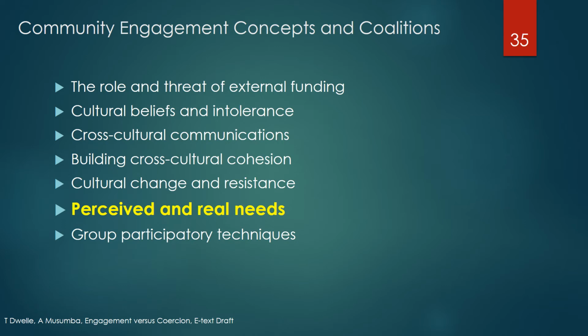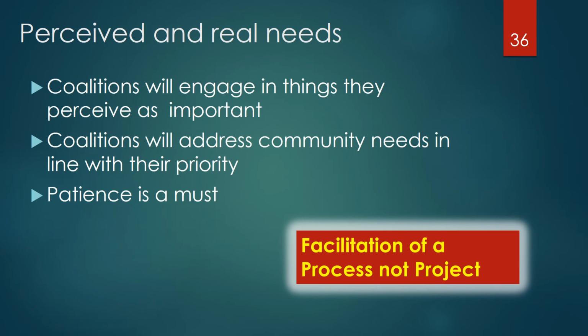Next is the concept of perceived and real needs. Communities and coalition members will engage in issues they perceive as important. These perceived needs may or may not reflect the real needs as perceived by other external experts. Yet these are the issues coalition members will own and address. Coalition building is facilitating coalition members to own the problems and solutions of their community. It's facilitation of a process of problem solving, not just accomplishing a project. Commonly, coalitions will eventually address the real needs perceived by external experts, but within their priority and time frame. As emphasized by Kraft, patience to move at the pace of the coalition and community is essential.